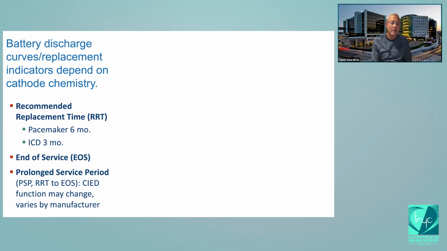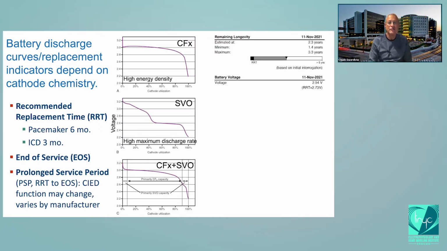Pacemakers might not have a rate responsive mode. One company goes from dual chamber devices to single chamber, and various other features might not be available. So it's important to know, because if you want that feature and it is not turning on, you really want to see if the device is close to end of service.